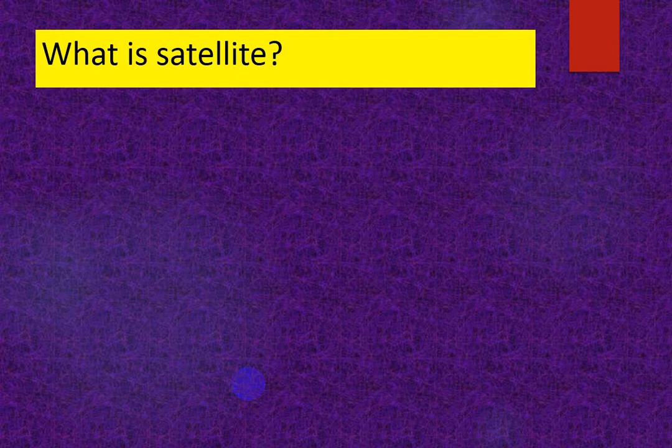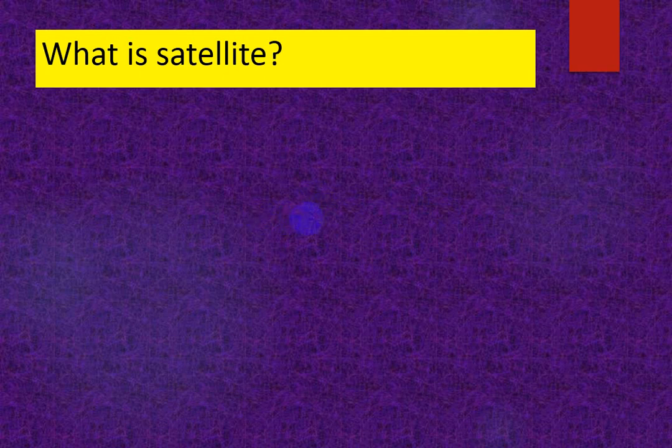Okay, what is a satellite? We know our Earth and the eight planets. The Earth revolves around the sun. The object which revolves around a star is called a planet, and the object which revolves around a planet is called a satellite.